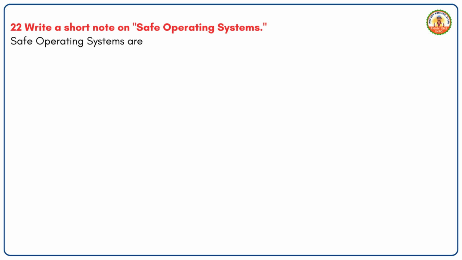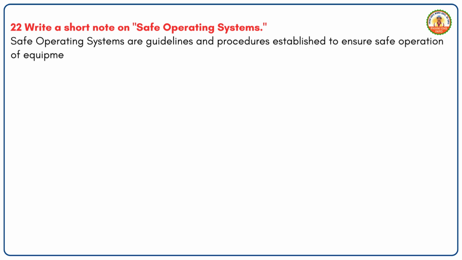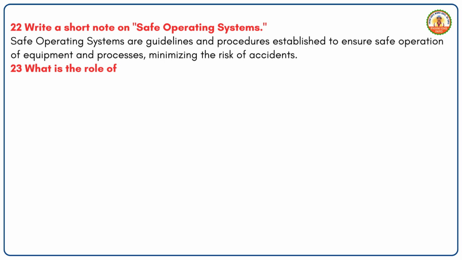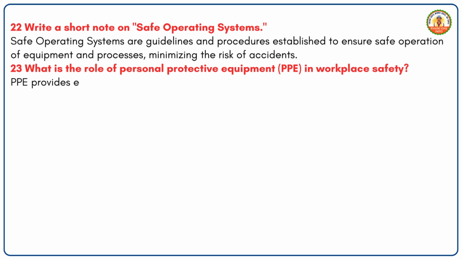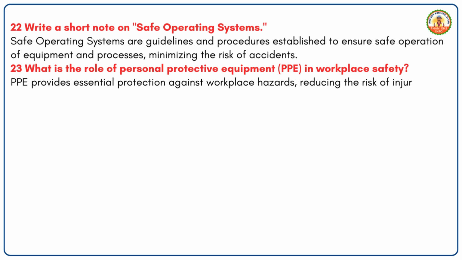22. Write a short note on safe operating systems. Safe operating systems are guidelines and procedures established to ensure safe operation of equipment and processes, minimizing the risk of accidents. 23. What is the role of personal protective equipment, PPE, in workplace safety? PPE provides essential protection against workplace hazards, reducing the risk of injury and exposure to harmful substances.